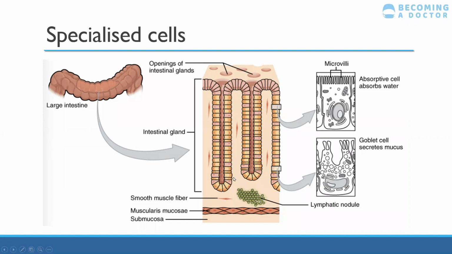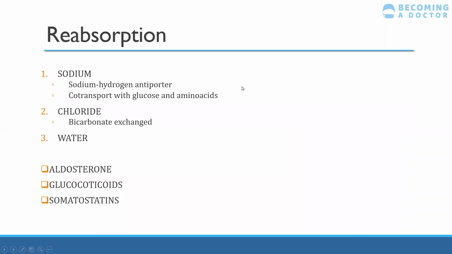Your walls also have some lymphoid tissue in there. There are also stem cells right at the bottom, which are there to replace the cells that are lost at the tip. Okay, so reabsorption.